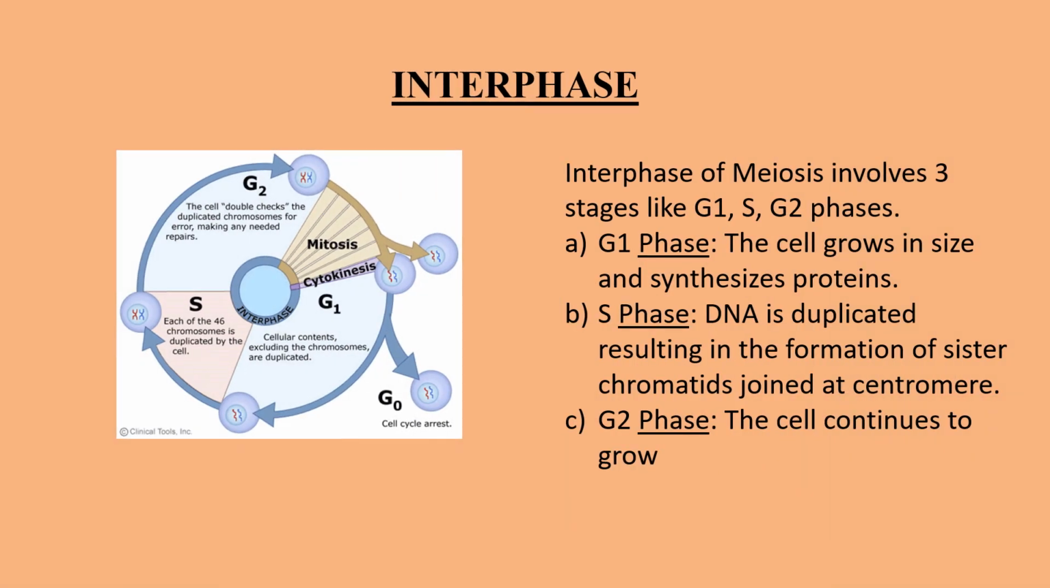In interphase of meiosis, the cell undergoes the same stages as mitosis, namely G1 phase, S phase and G2 phase. Cell grows in size, activity is maximum, DNA duplicates resulting in the formation of two sister chromatids of each chromosome. Sister chromatids are the identical copies of a chromosome joined at a point known as centromere.